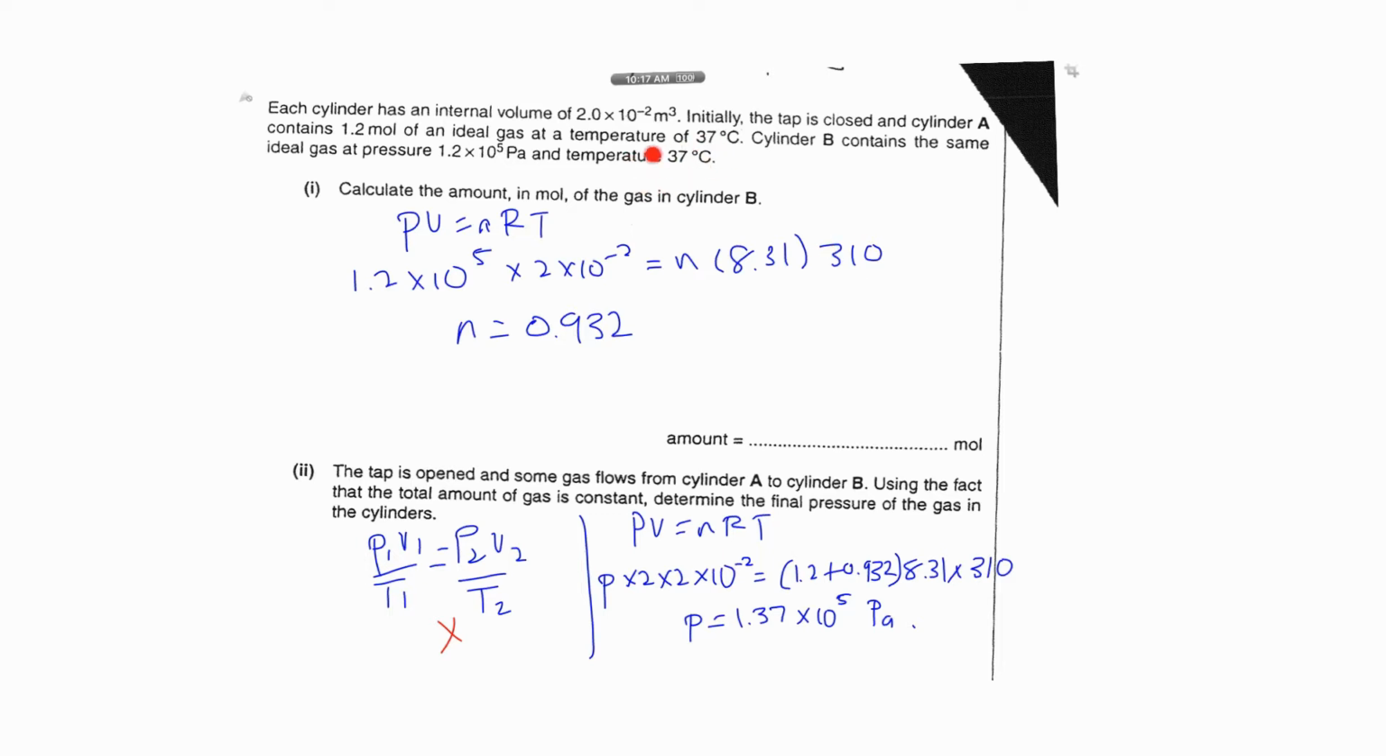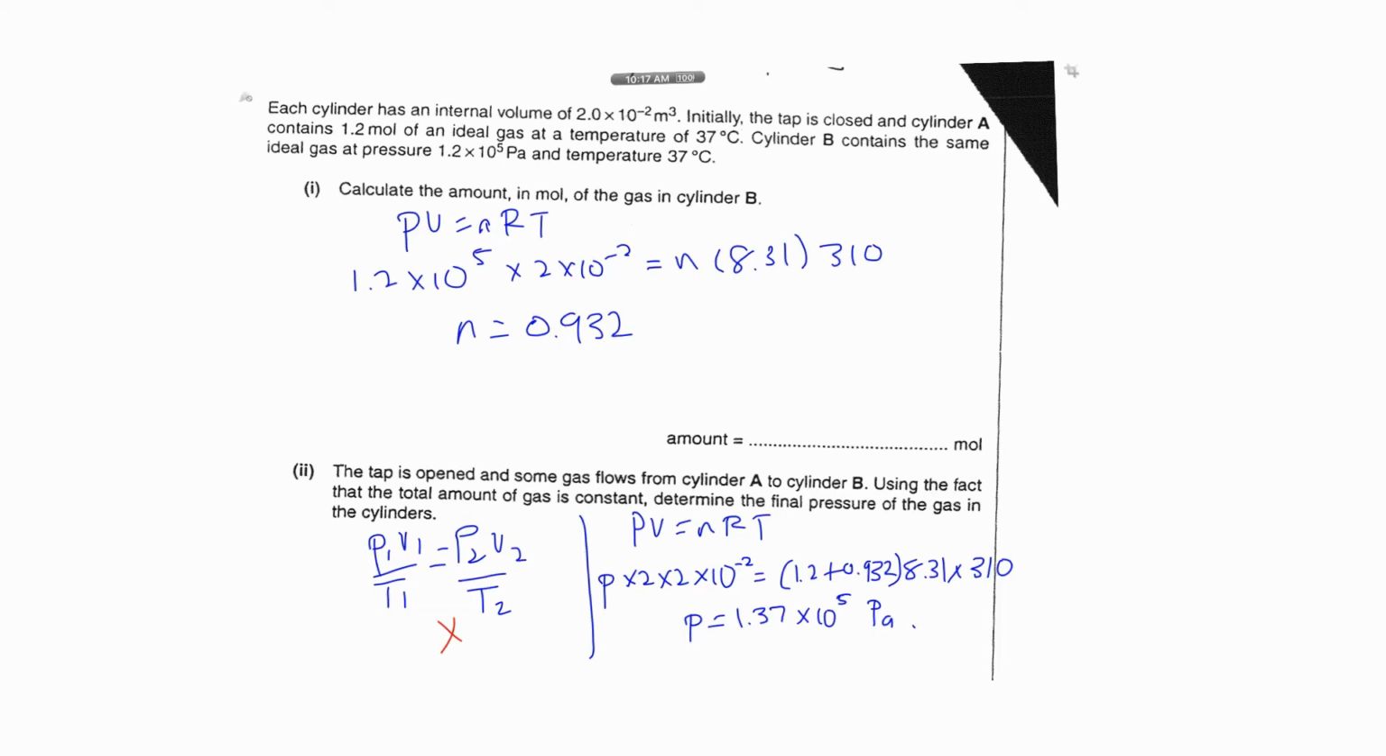So how do you convert temperature from Celsius to Kelvin? You add 273. No need to add 273.15 because the final answer is just to 3 s.f. So you don't have to put 273.15. Just add 273, you get 310, and you get the number of moles.